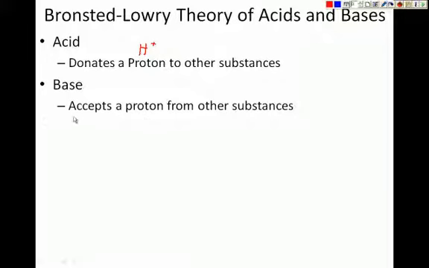So let's look at an example of this. The reason we like to use the Brønsted-Lowry theory of acids and bases over the previous one, the Arrhenius theory, is because this takes into account a lot of equilibrium reactions. But let's take a look at something.